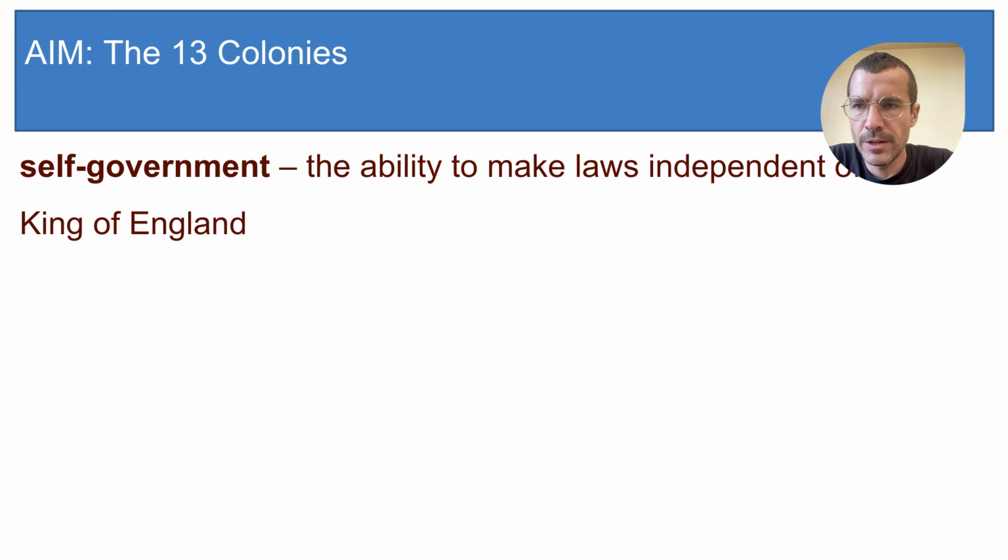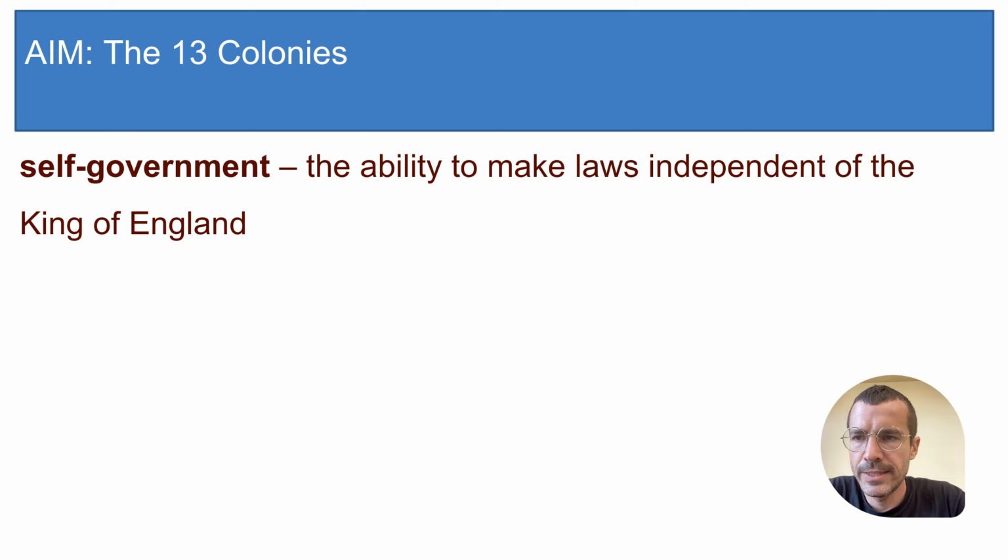All right, let's end by understanding how England governed the 13 colonies. Technically, the King of England was the ruler of all 13 colonies. But in practice, it was difficult for the king to really control the colonies because they were thousands of miles away from England, and communication and travel at this time was really limited.